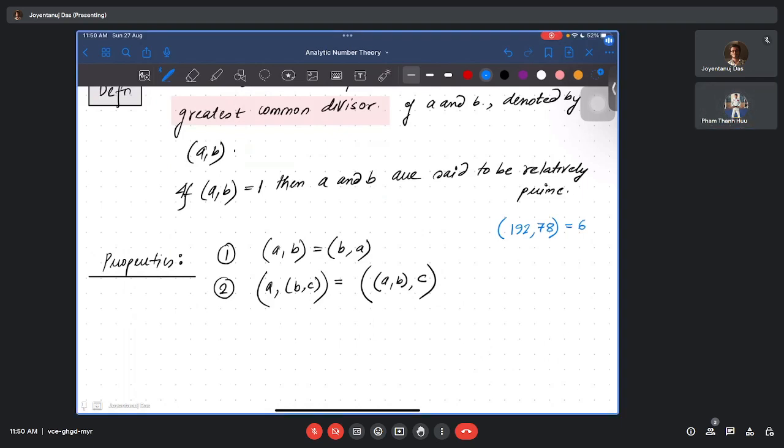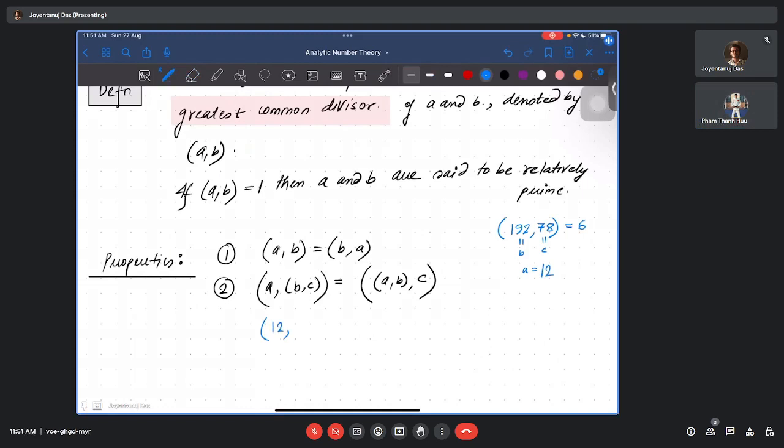Oh no, I didn't understand. What are you taking A as? For example, A equal to 12, B equal to 192, and C equal to 78. So this is your B, the C, and A equal to 12, in property number 2. Okay, 12.